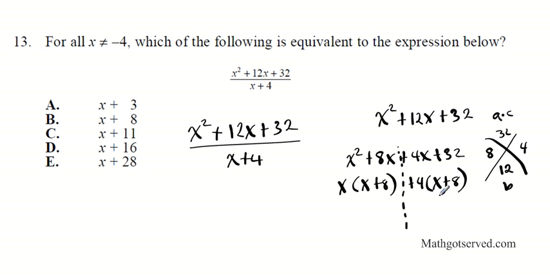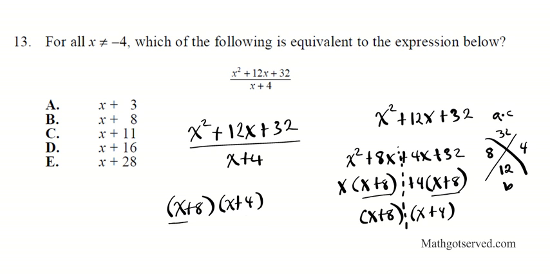Factor out these two x plus 8's since they're common. This x plus 8 and x plus 8 into 1, x plus 8 times x plus 4. Okay? So that's for the numerator. So the numerator can be rewritten as x plus 8 times x plus 4 divided by x plus 4.